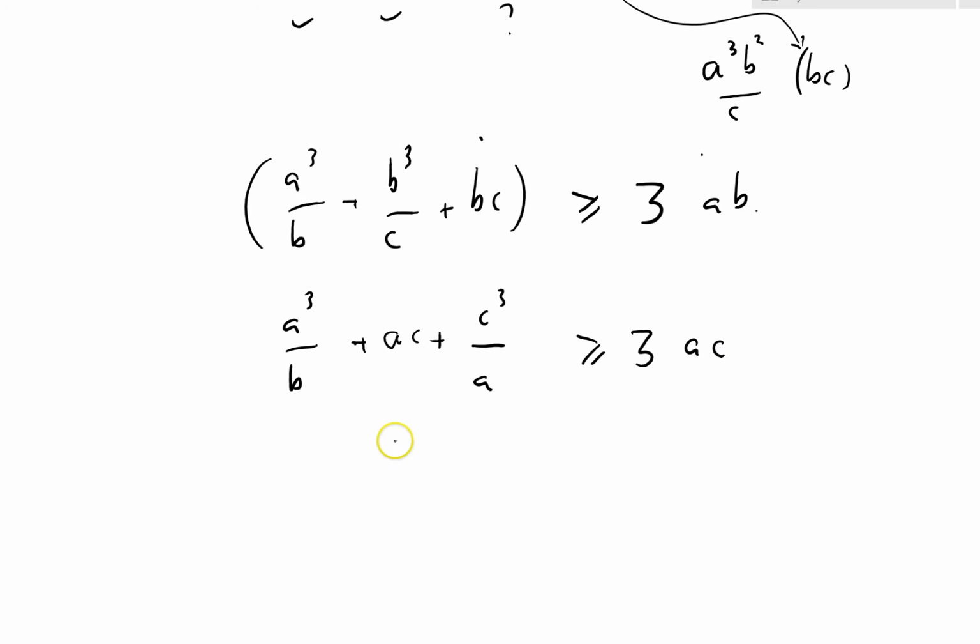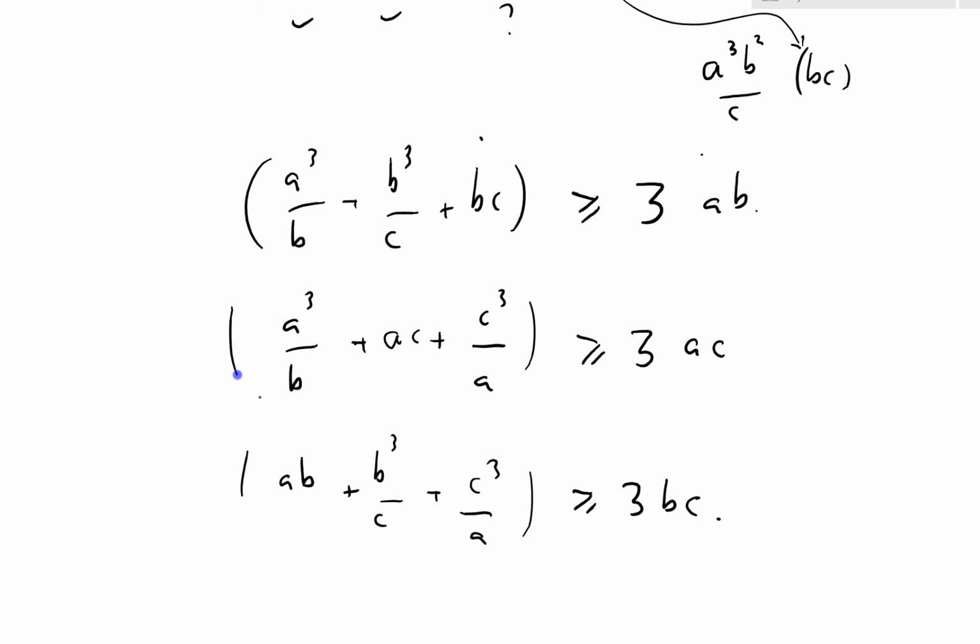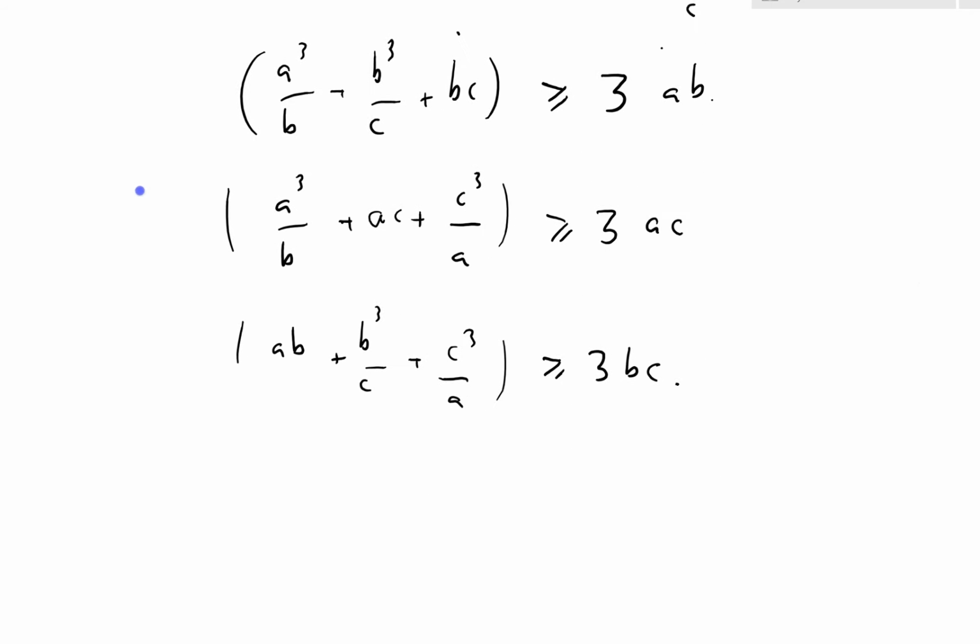And of course I'm going to do the third one, B cubed over C plus C cubed over A plus what's left, it's going to be AB, isn't it? And that's going to be greater than or equal to 3 BC. Well, now I've done it. Now we can just add everything up on the left hand side and the right hand side.